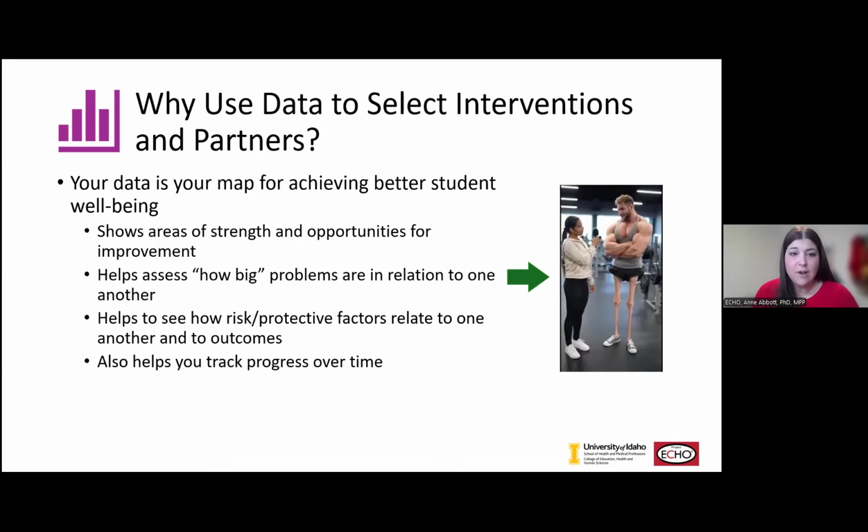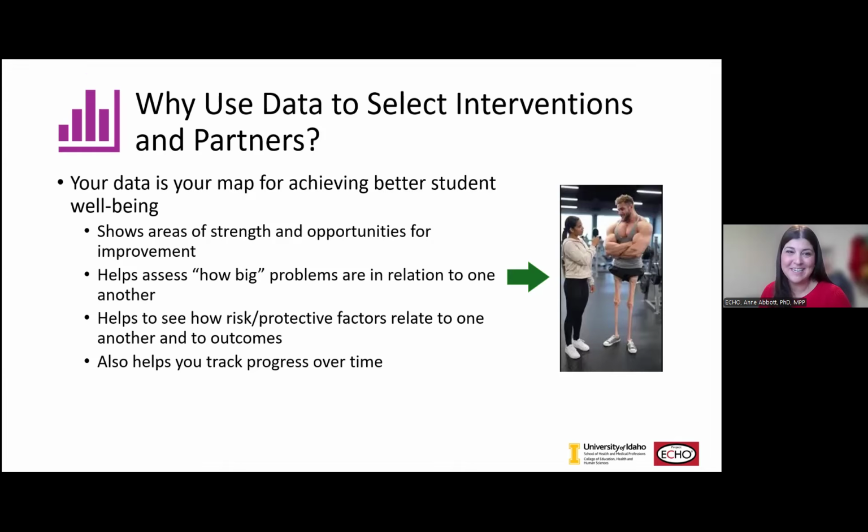Data also helps us see risk and protective factors. One of the things we've been talking about across this cohort and these sessions for ECHO is what risk and protective factors are and why they're important to consider, using what's established in research and literature and data to focus in on things that actually matter and go upstream of a problem. Data helps us see how those risk and protective factors relate to one another as well as to our outcomes.